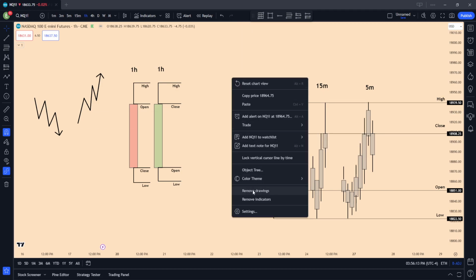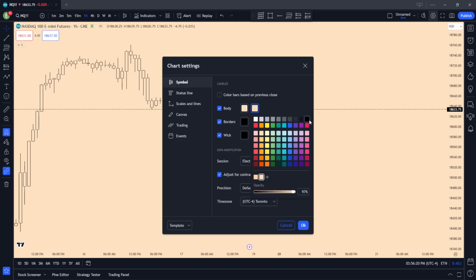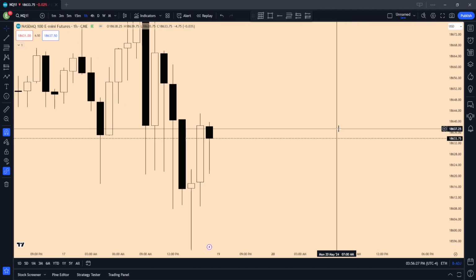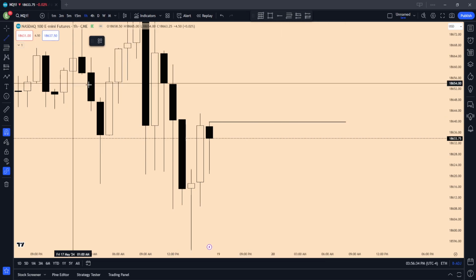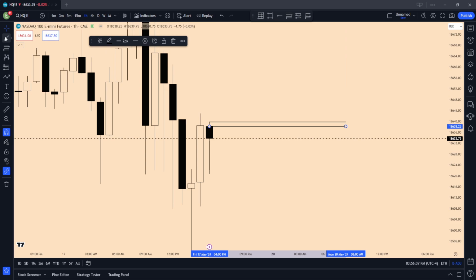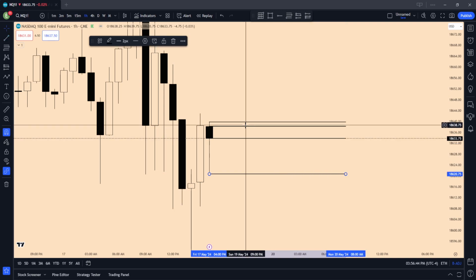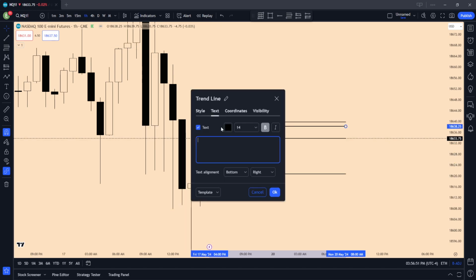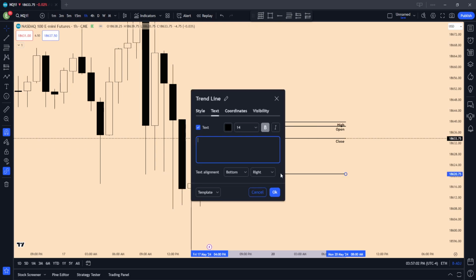Okay? So now, if I remove all these drawings, now I can show you an example right here. Okay? So look. Over here, we have a 1 hour candle. This is the high. This is the open. This is the close. And this is the low. So this is exactly at 4 p.m. If we mark the open like that, and we mark the close, and we mark the high, and we mark the low.